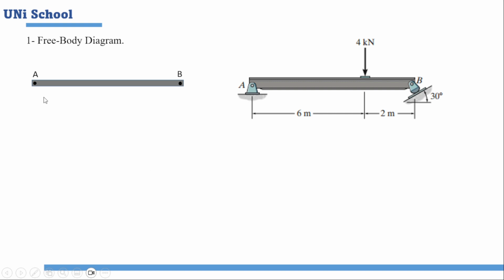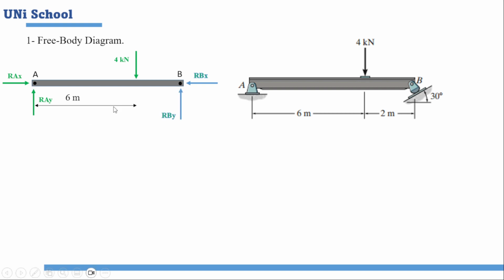At point A, we have the x component, which is RAX, and the y component, RAY. We also have the force of 4 kilonewtons acting downward. At point B, we have the components RBX and RBY.